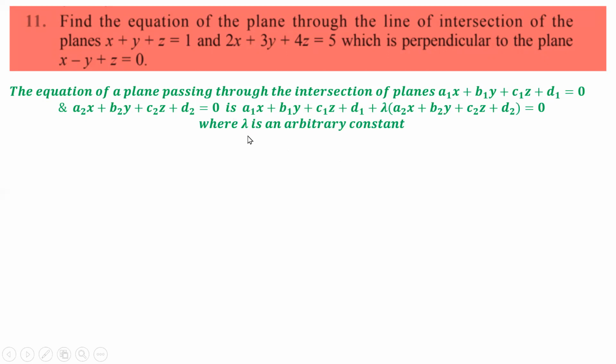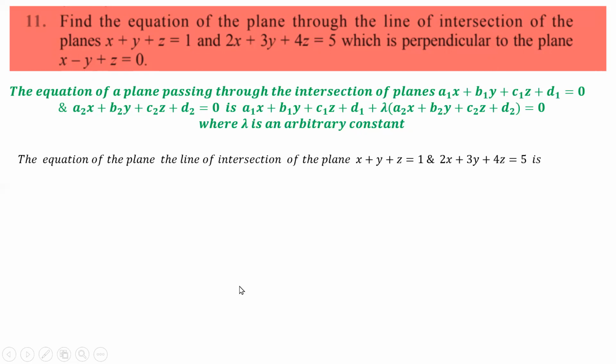We can find the value of lambda with the help of the given condition, and here the condition is that it is perpendicular to the plane x minus y plus z equals 0. So first of all, write down the equation of the plane passing through these two given planes, which is given by x plus y plus z minus 1 plus lambda into 2x plus 3y plus 4z minus 5 equals 0. Clear? So let's simplify it.